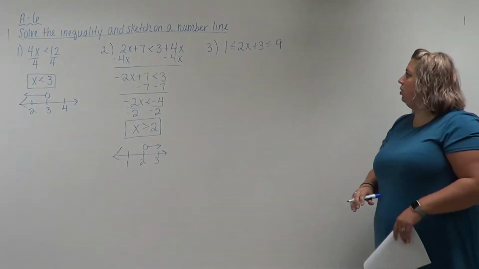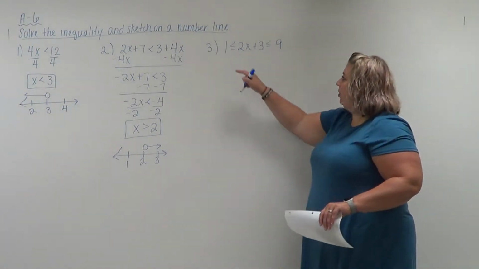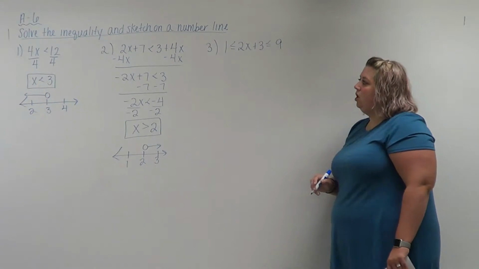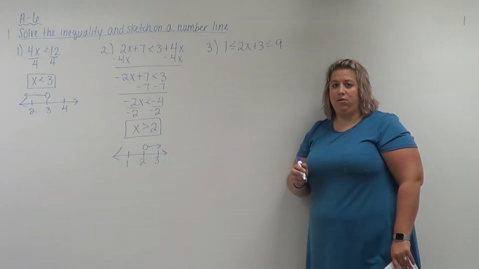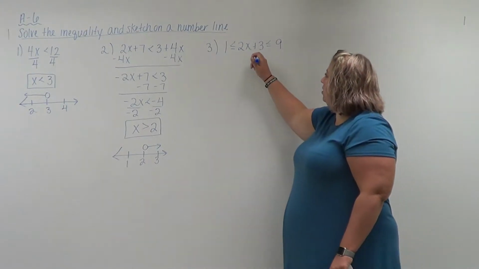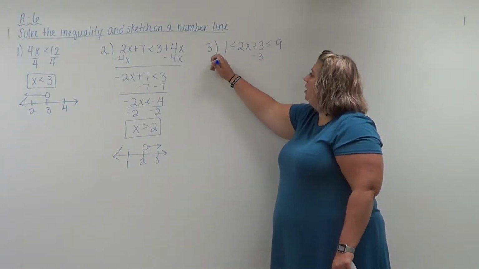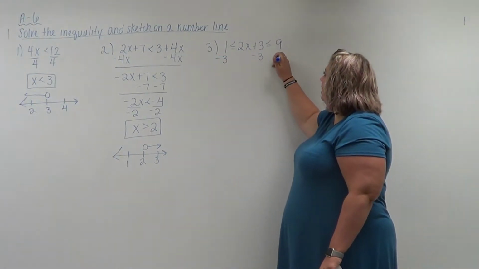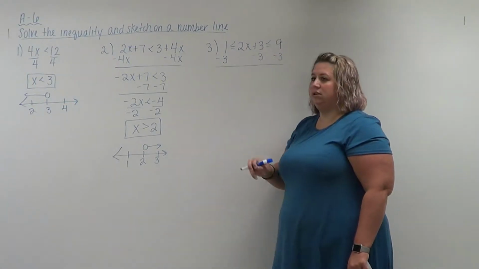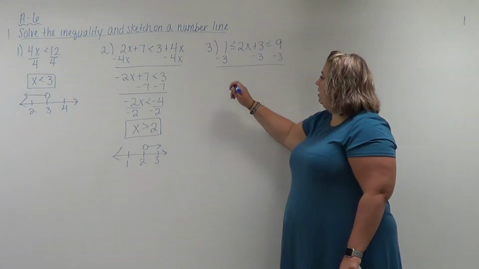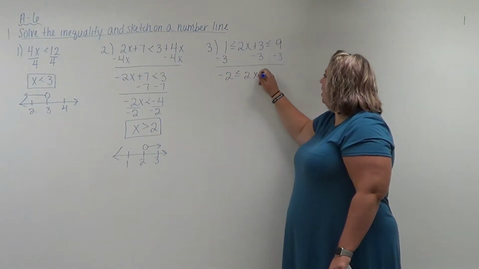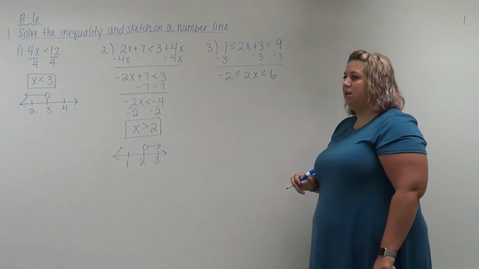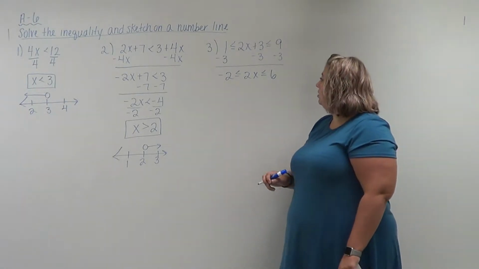Okay, compound inequalities: that's when it's written together, where we have two inequalities. So what we want to do is get the x by itself in the middle. If I want to do that on this one, I'm going to subtract 3. You do it on the inside, and then we do it on both sides. 1 minus 3 is negative 2, less than or equal to 2x, less than or equal to 6. 9 minus 3 is 6.